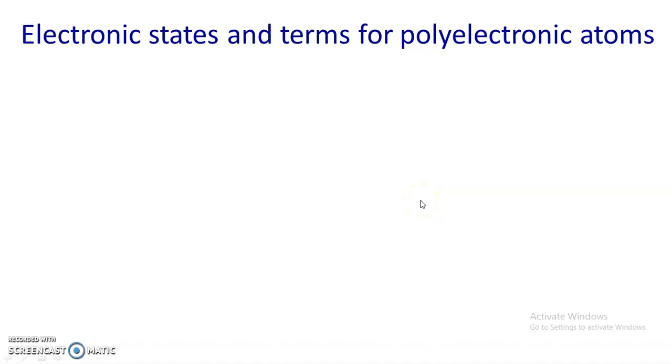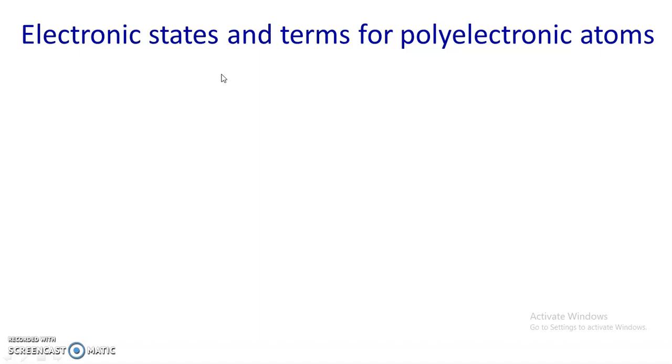Actually, you know that other than hydrogen, all the atoms contain more than one electrons. Only in hydrogen atom there is one electron, whereas other elements, helium or lithium, carbon, nitrogen, these contain multi electrons, more than one electrons. And what are the electronic states or energy levels and terms for polyelectronic atoms? That part we are going to start.